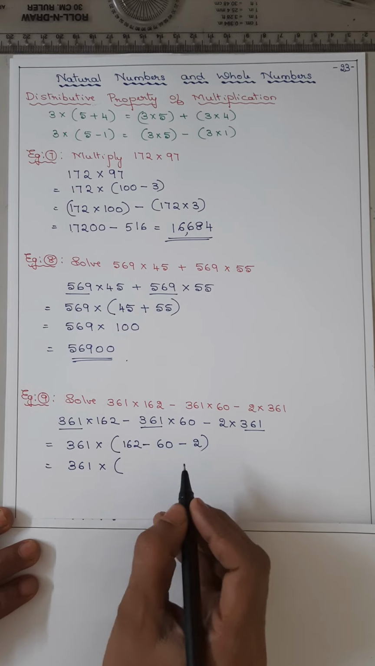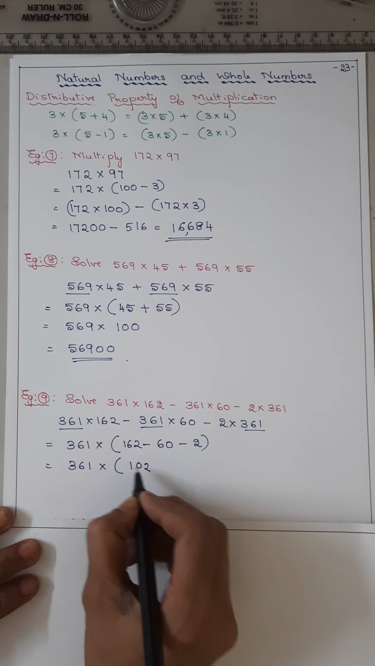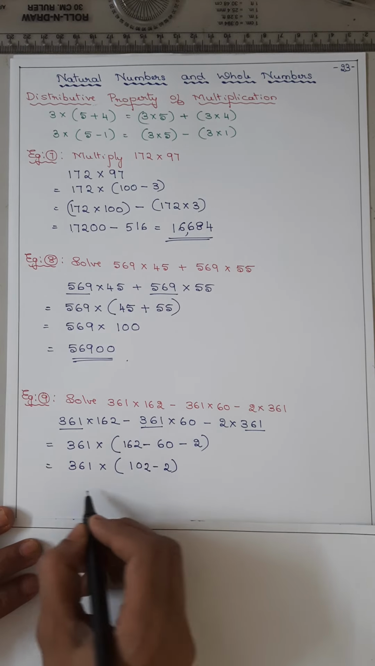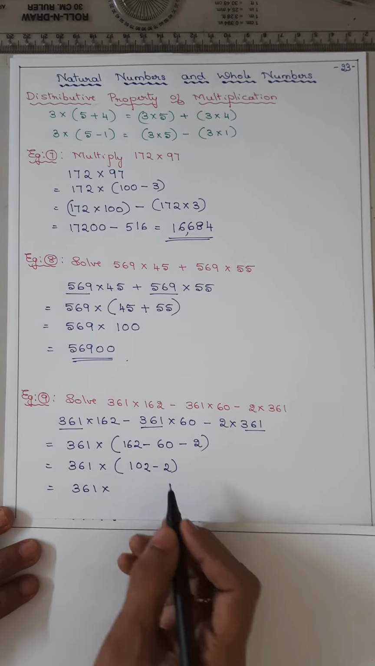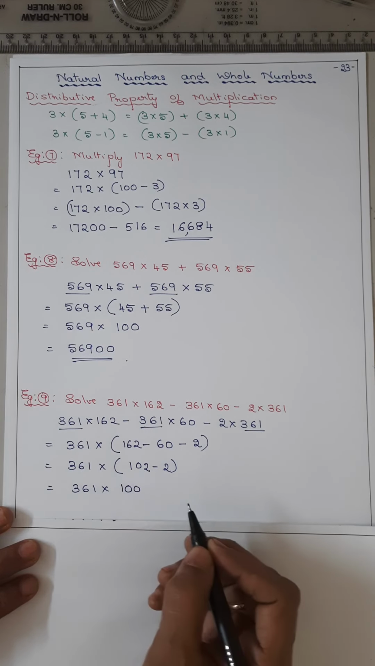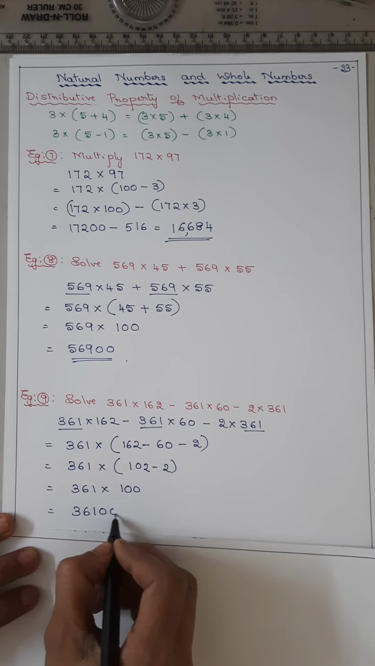It is 2 minus 0, 2, 6 minus 6, 0, 1 minus 2. 361 into 102 minus 2 is 100. So the answer will be 361, 0, 0.